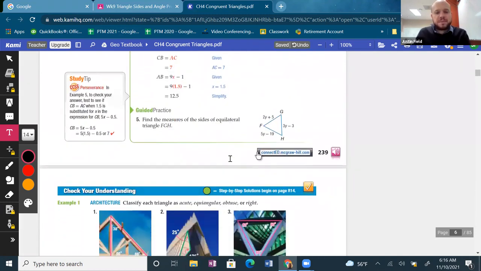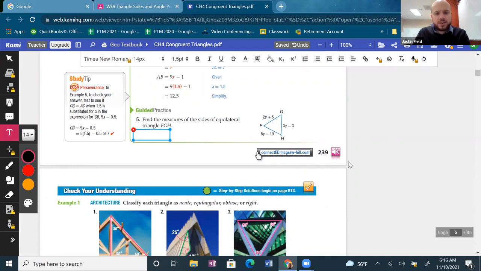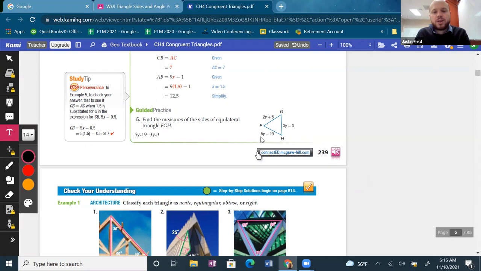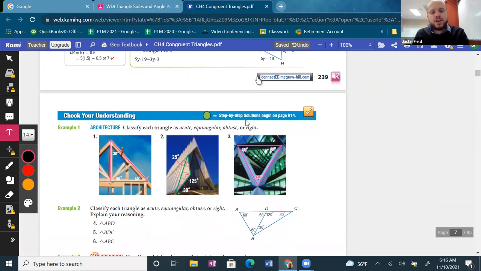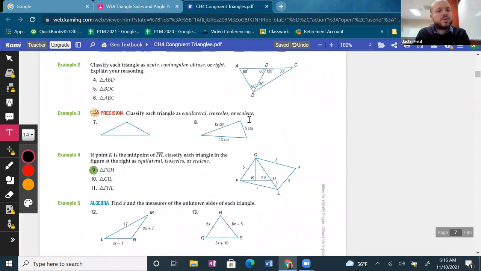Oh boy, algebra. So okay, find the measures of the sides of the equilateral triangle. So you know it's equilateral, so all these sides are the same. Of course that means I could set up some equalities like 5y minus 19 equals 3y minus 3 and solve from there. And you don't have to set up all three, just set up two. They're all the same. So use that geometric reasoning to set up your equation.